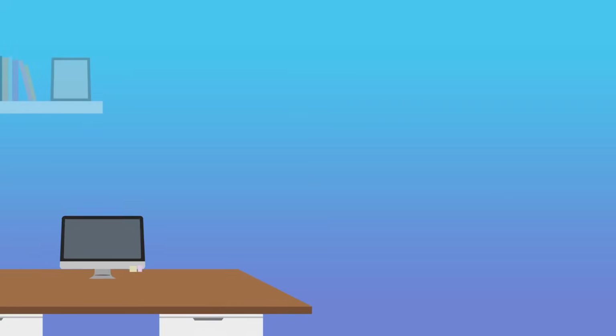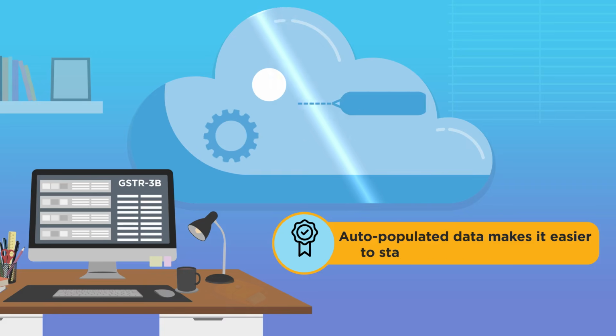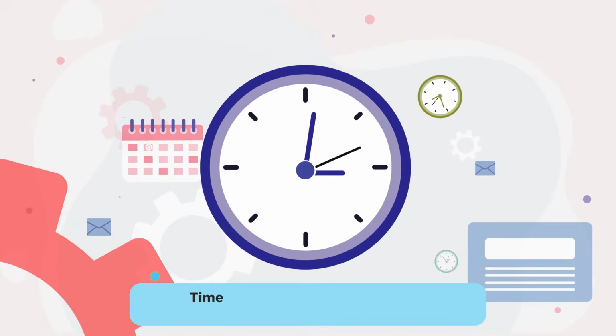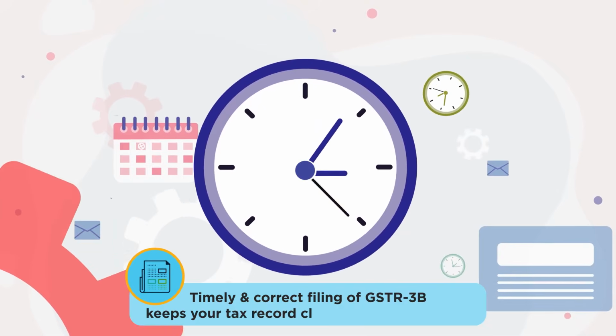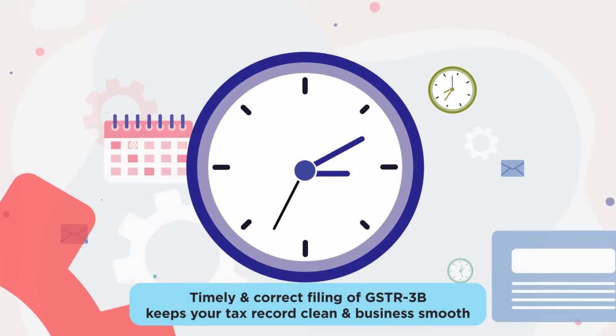Most of the information in GSTR-3B is auto-populated from your GSTR-1, GSTR-1A and GSTR-2B, making it easier to stay accurate and compliant. Timely and correct filing of GSTR-3B keeps your tax record clean and ensures smooth business operations under GST.